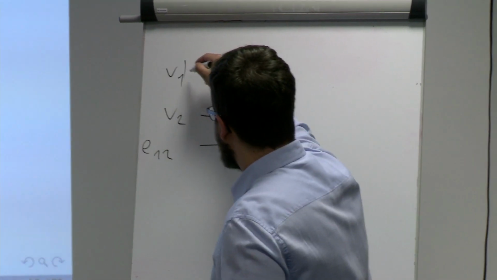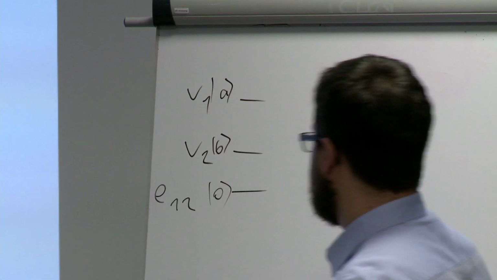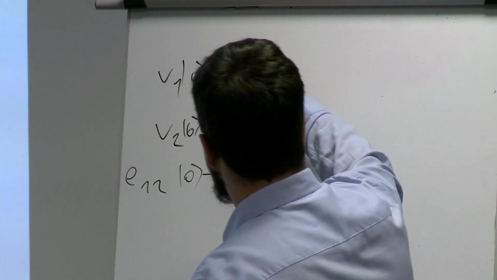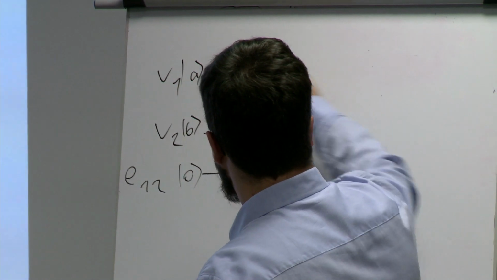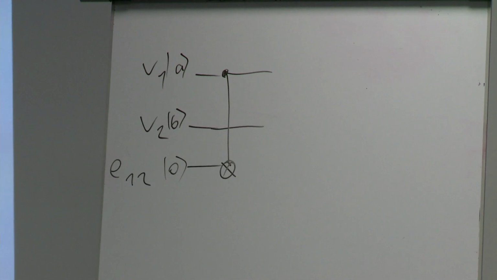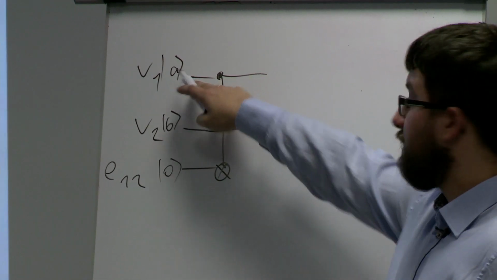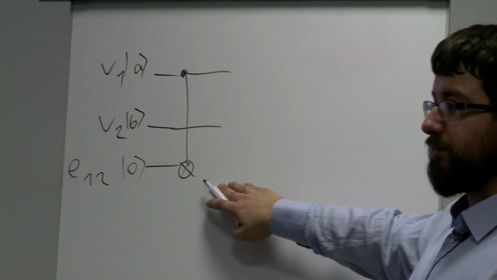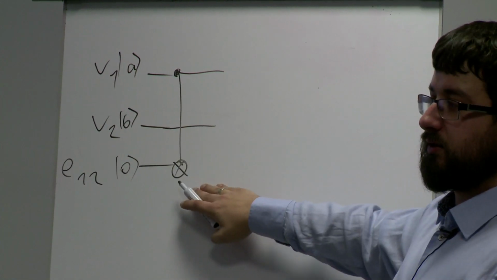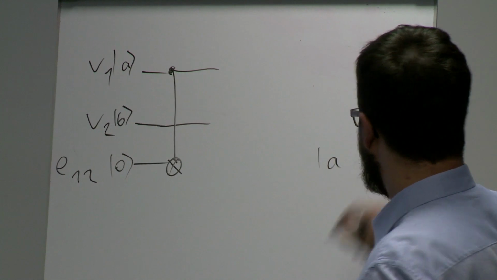Okay, and they have colors A, B. Here is initialized to 0. So what happens if we make our first control node? If A is 1, then here we would have 1. If A is 0, then it still is 0. So here we have A.